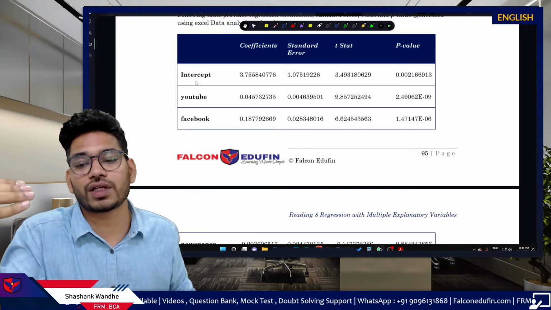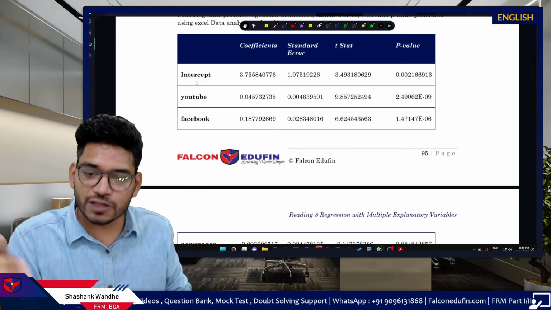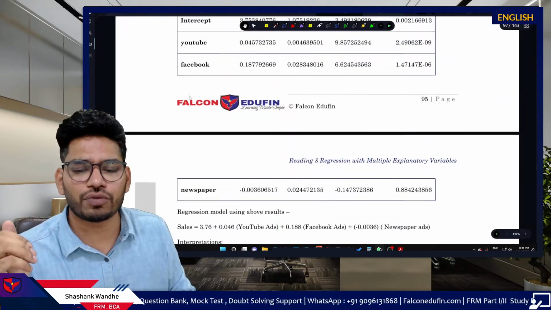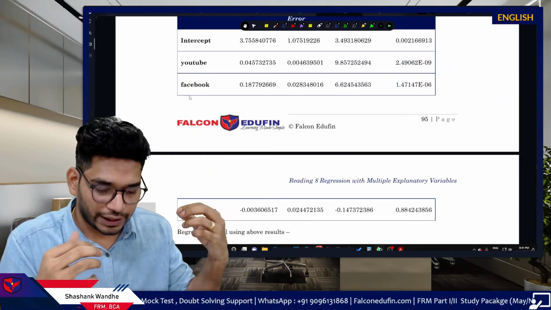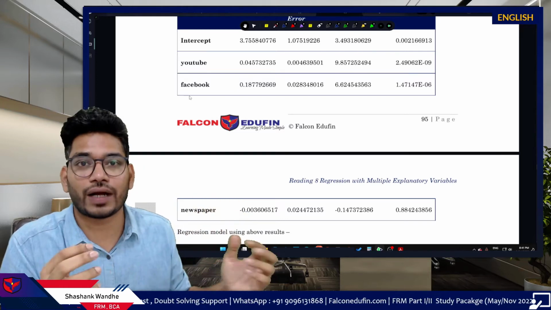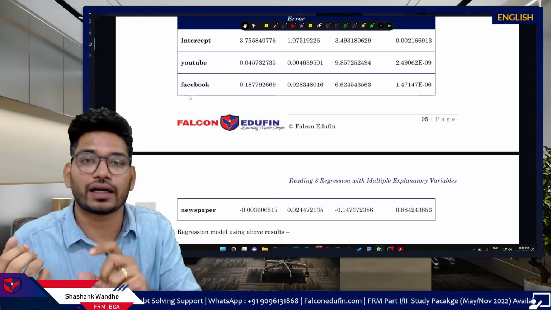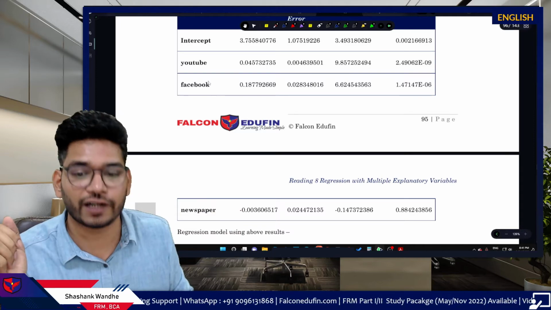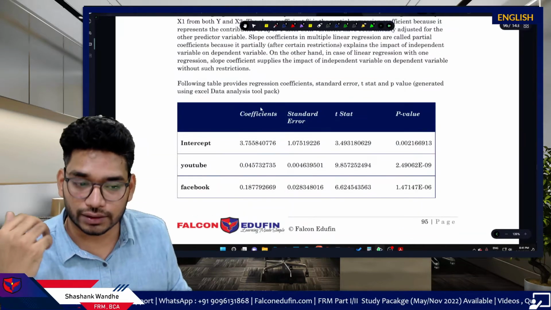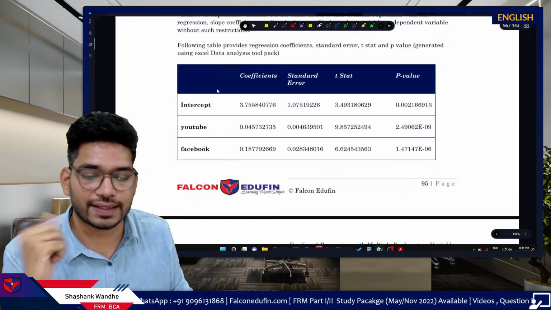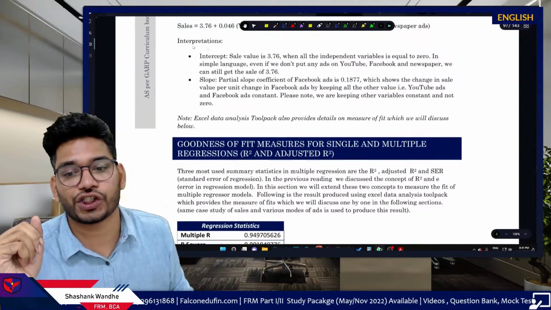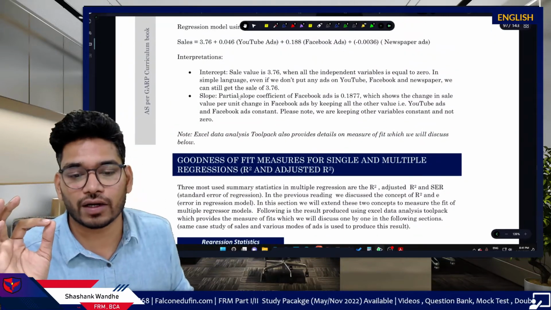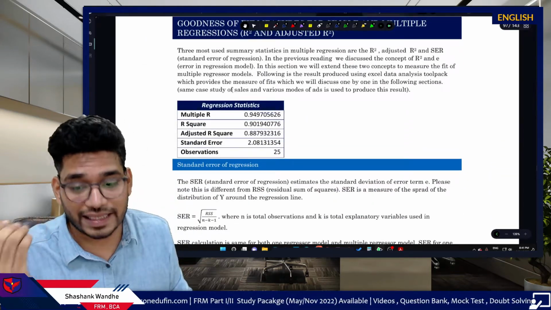But here we are using the example of YouTube ads, Facebook ads, and newspaper ads, where I'm trying to identify how YouTube ads, newspaper ads, and Facebook ads impact our sales. And this is our regression equation now. So we have three explanatory variables, and our dependent variable is the y, which is our sales. So again, this is your model, and then interpretation. Very, very important. This particular part is very important from an exam standpoint.